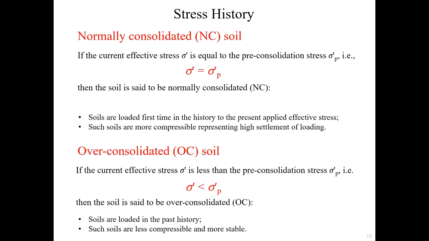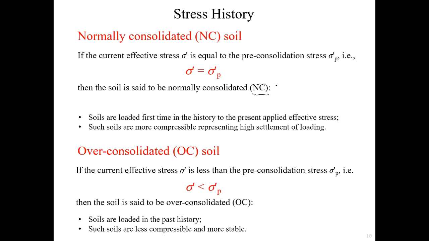We always talk about normally consolidated soil and over-consolidated soil. So here are the definitions. If the current effective stress sigma prime is equal to the pre-consolidation stress sigma P prime, then the soil is said to be normally consolidated soil. We call it NC soil. It is the first time that the soil is loaded to the present applied effective stress, and the normally consolidated soil has the higher settlement.